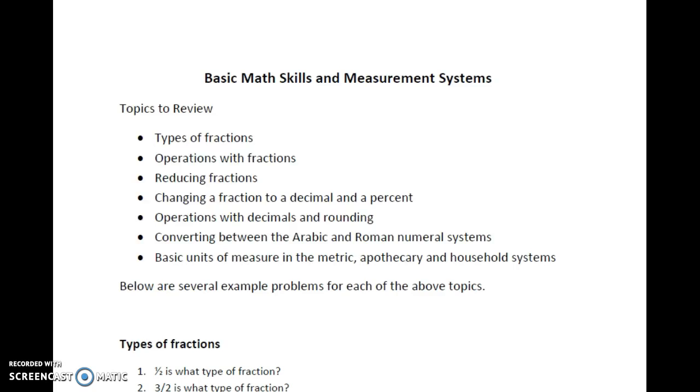So this handout is 8 pages long. There's several different example problems for each of the topics as we go through them. Some of them you might find fairly easy, some of them you might find a little more difficult, but I just wanted to go through and highlight some things for you.